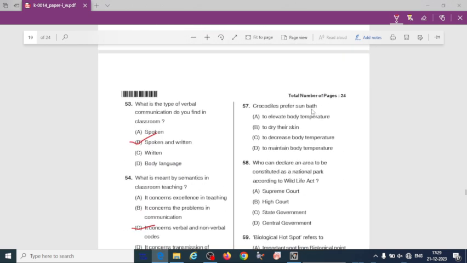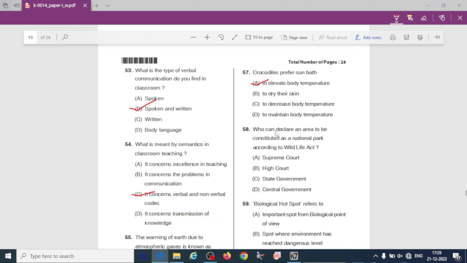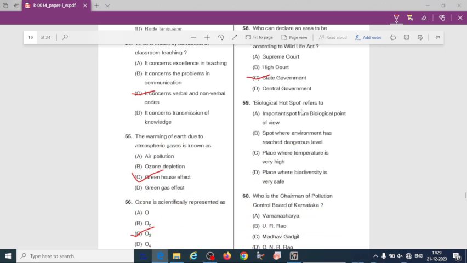Then crocodile prefers sun bath to regulate body temperature. Who can declare an area to be constituted as a national park according to the Wildlife Act? Option C. State government. Biological hotspot refers to a spot where the environment has reached a dangerous level.